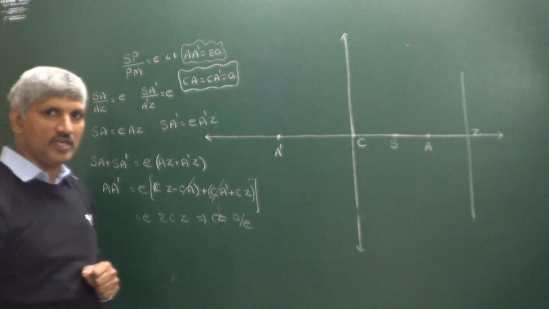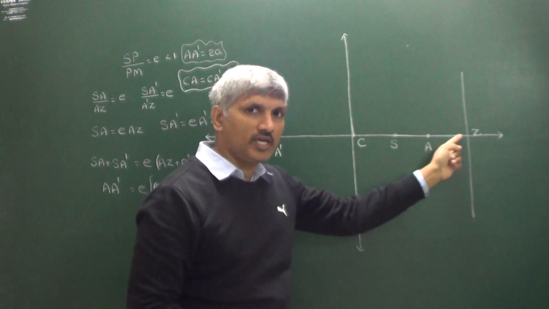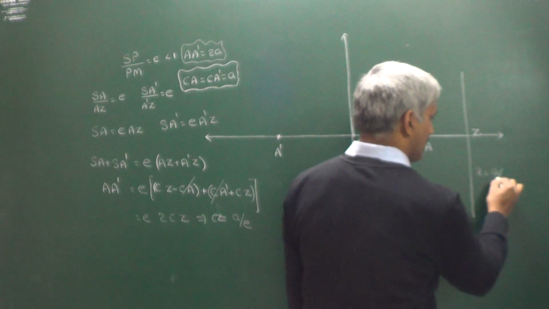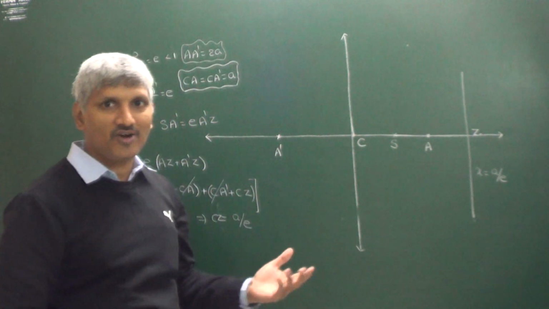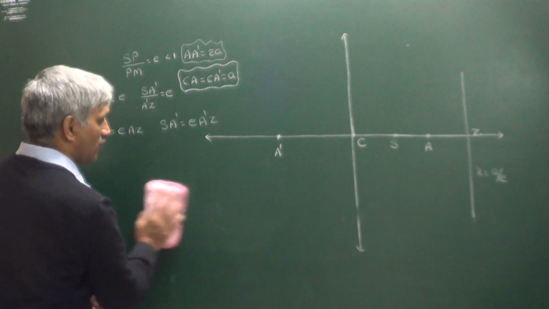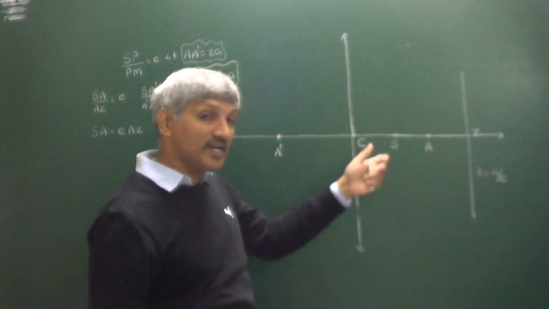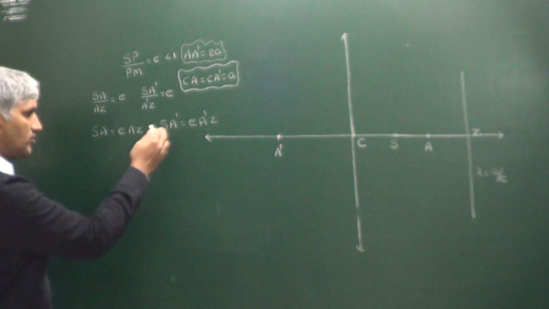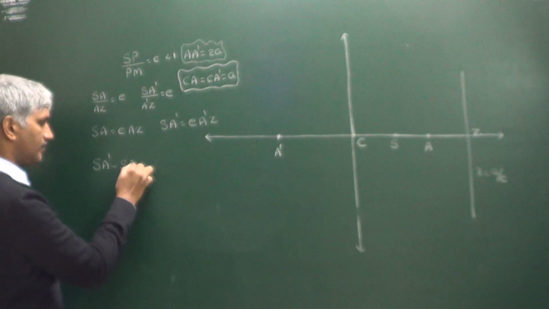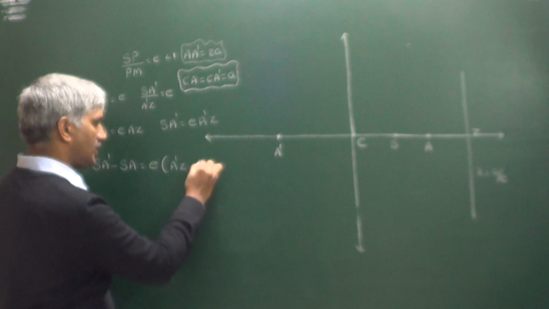CZ is equal to A by E, so what can we say? The length we got is A by E. So I can say the equation of the directrix is X is equal to A by E. Now I have got the equation of the directrix. Next I am going to find the coordinates of the focus. That means I am going to find the point S. For finding the point S, what do we require? We require the length CS. So subtract both: SA dash minus SA is equal to E into (A dash Z minus AZ).